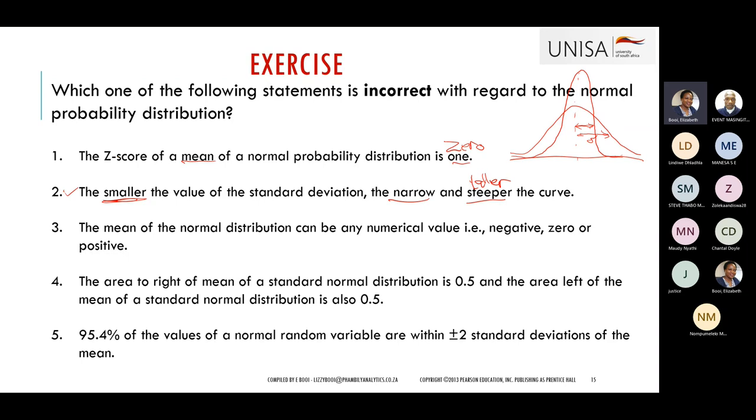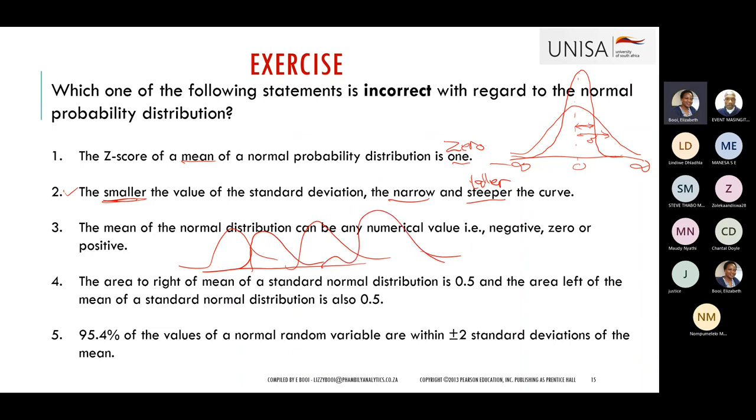The mean of a normal distribution can be any numerical value: negative, 0, or positive. Remember, we said it can go up to negative infinity, and it can also go into positive infinity. And we know the standard normal distribution has the mean of 0 at that point. But remember, the graph can also shift. Do you still remember we spoke about this? The mean can shift from being at 0. It can move there, it can move there. It can move.